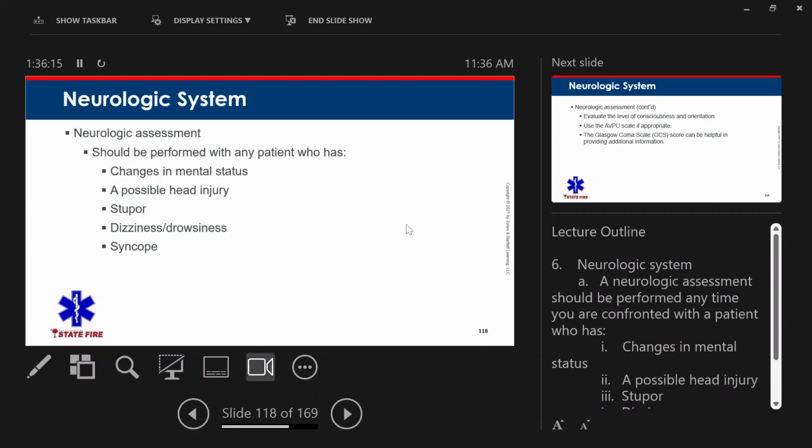These are the symptoms that can potentially indicate a neurological issue. What's syncope?